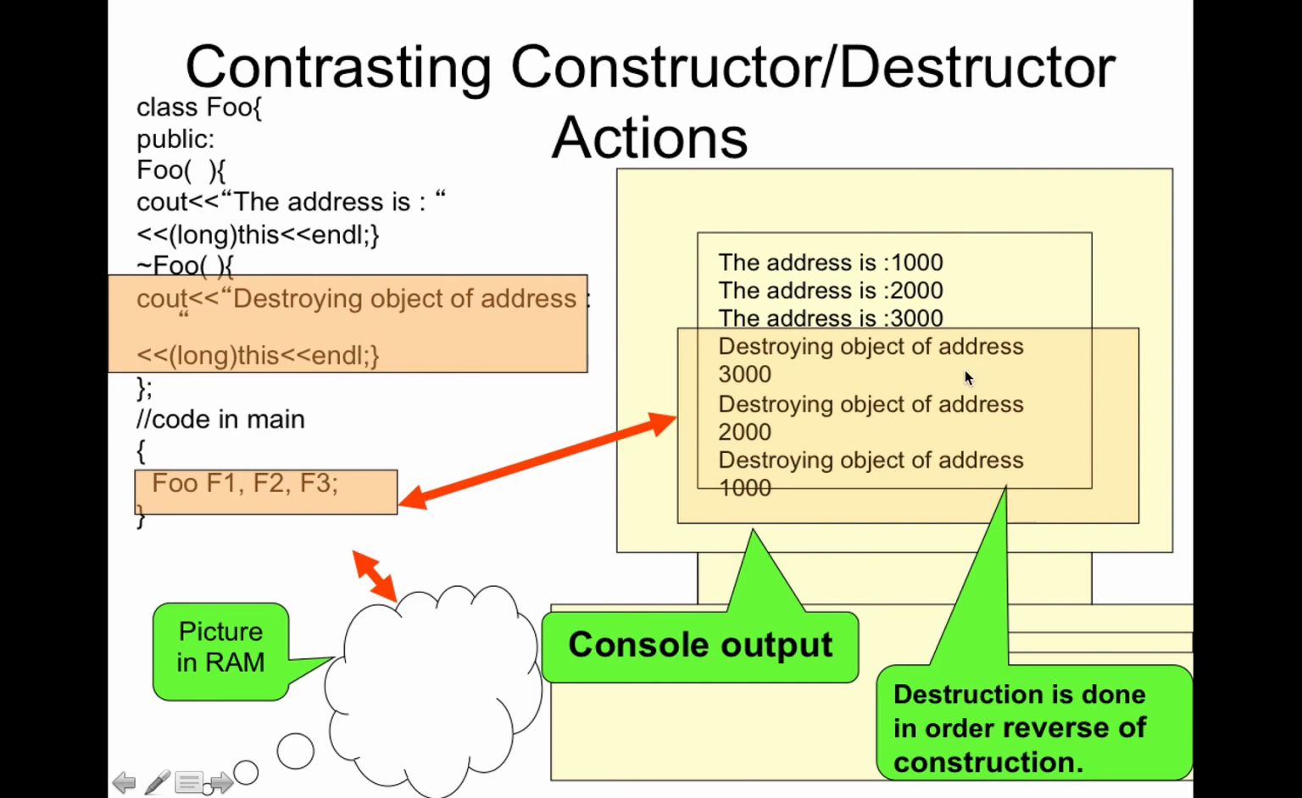And this is the same thing in the PowerPoint. The constructor prints the address of the three objects F1, F2 and F3 created. The destructor then does the destruction in exact opposite order. The last one created is destroyed first, then the middle one, and the one that was constructed first is destroyed last. Destruction is done in exact reverse order of the construction. And once the call in the main function is completed, the picture in the RAM is blank because everything has been destroyed.